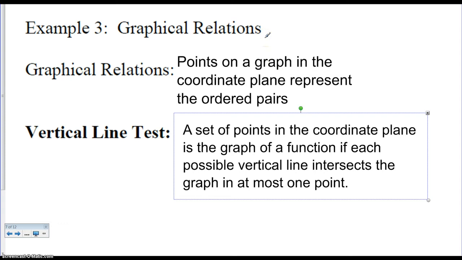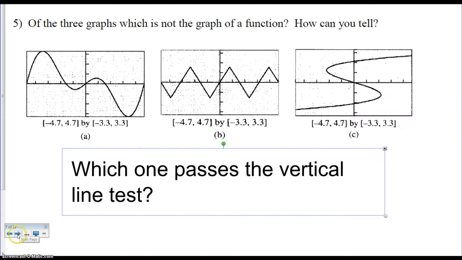Another way to look at it is a graphical relation. It's points on a graph in a coordinate plane that represents the ordered pairs. So one way for us to test whether a graphical relation is a function or not is to do something called a vertical line test. A set of points in the coordinate plane is the graph of a function if each possible vertical line intersects the graph in at most one point. It cannot intersect more than one point.